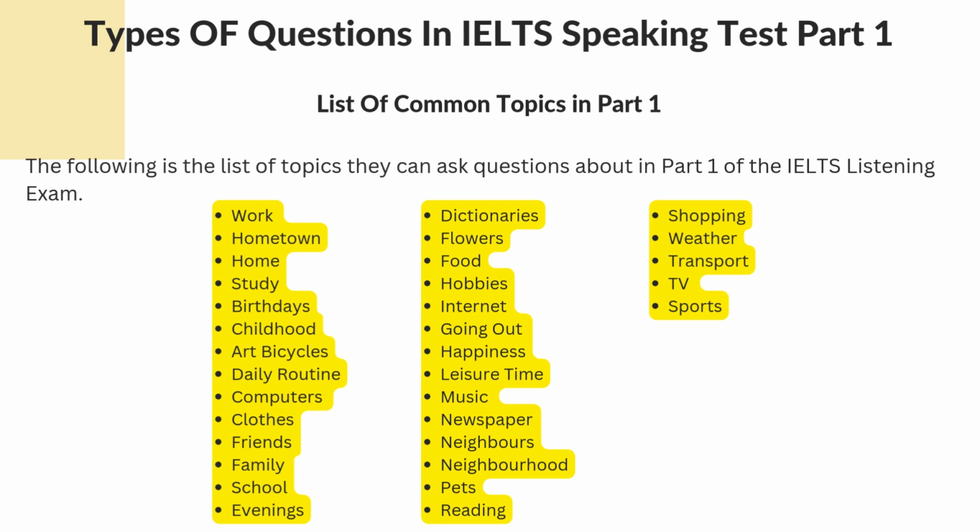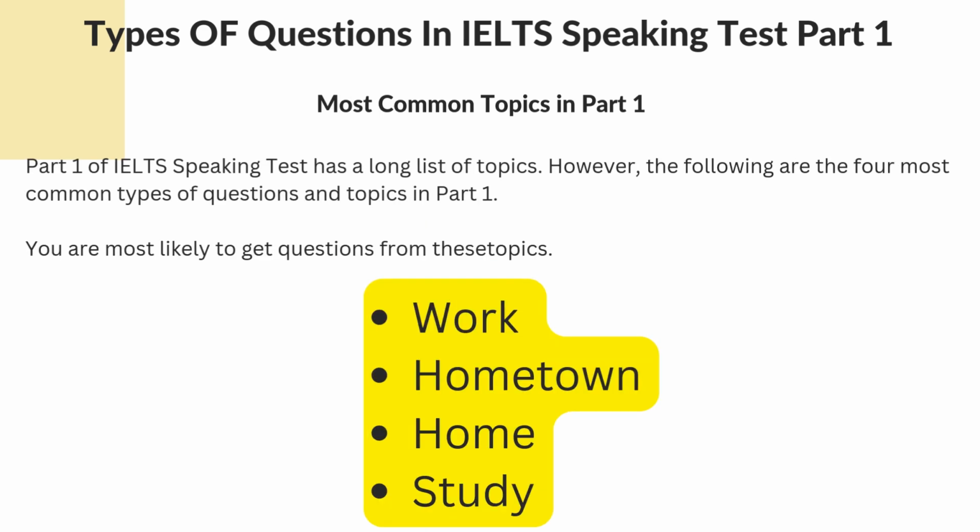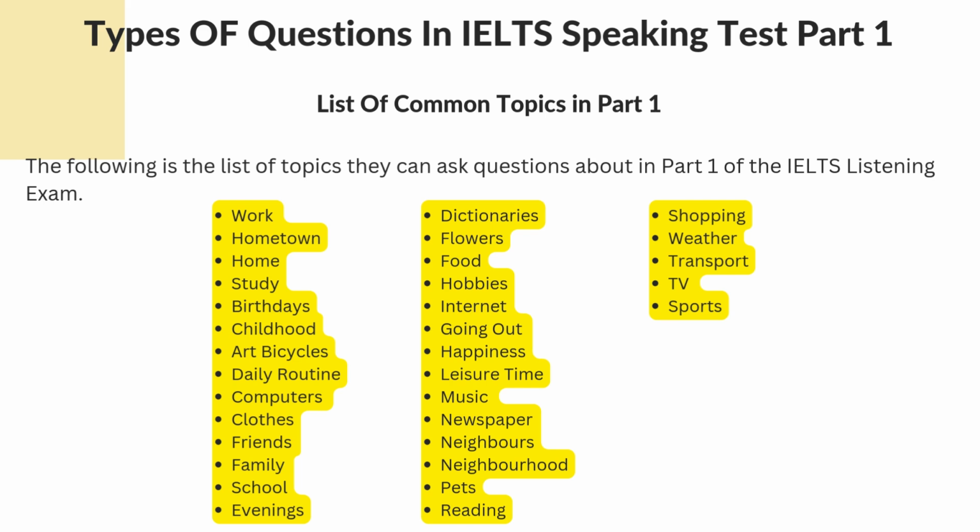topics, and most of the time, in part one of the IELTS speaking test, the questions will be from these topics. Okay, so these are the four main topics, and these are the subtopics. So you have a good idea of what the four main topics and the subtopics are. Therefore, you can prepare the questions accordingly. So, what type of questions can the examiner ask?